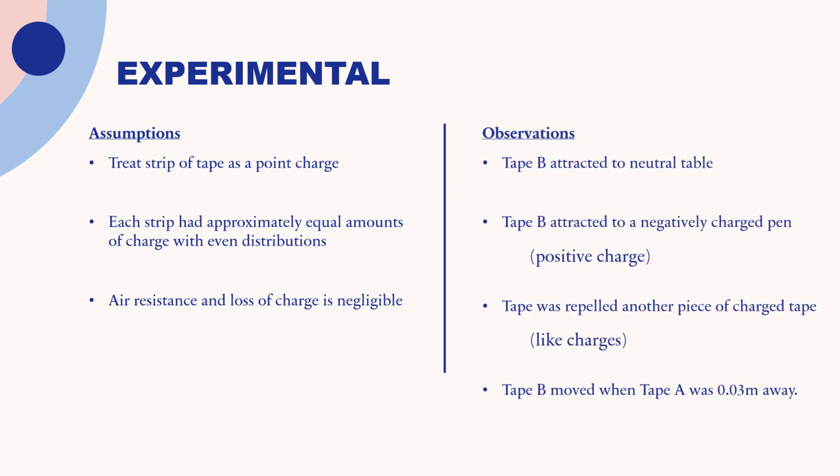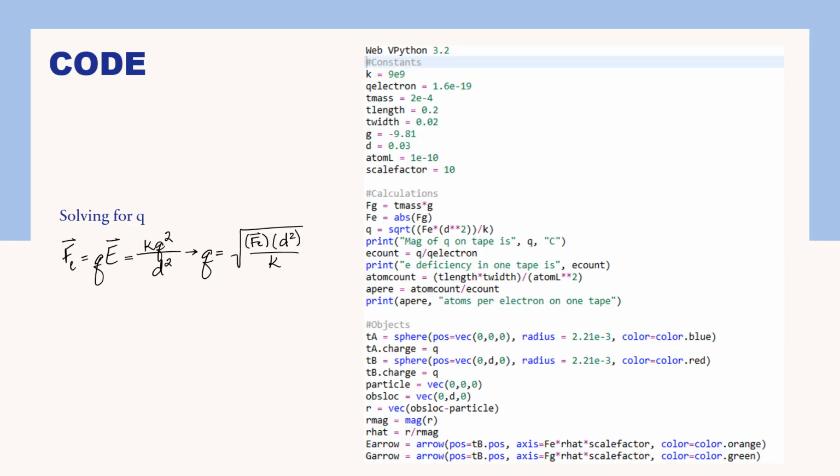Our observations for this were that tape B was attracted to the neutral table, it was attracted to a negatively charged pin which indicated a positive charge, and it was repelled by another piece of charged tape, so the two pieces of tape had like charges. And then we observed that tape B moved when tape A was 0.03 meters away.